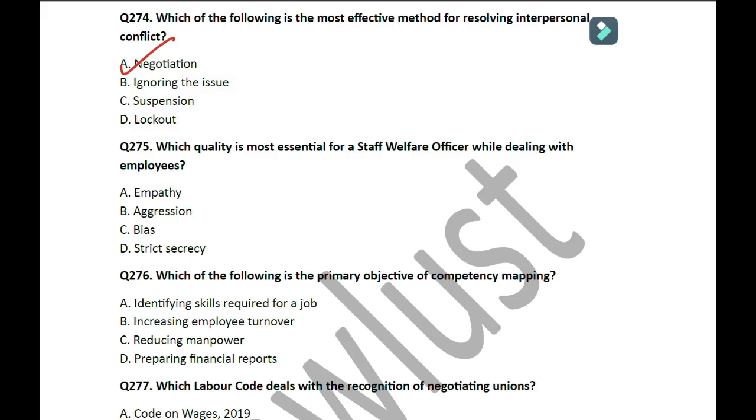Move on to the next question. Question number 275. Which of the following is most essential for a staff welfare officer while dealing with employees? So here the correct answer is empathy.